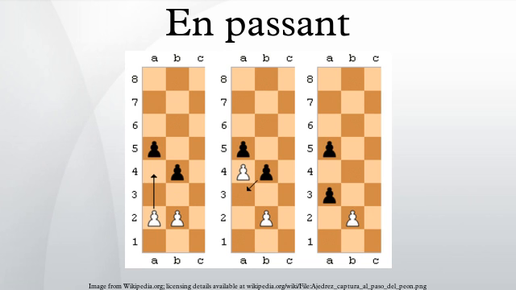The conditions are: the capturing pawn must be on its 5th rank. The captured pawn must be on an adjacent file and must have just moved 2 squares in a single move. The capture can only be made on the move immediately after the opposing pawn makes the double-step move. Otherwise the right to capture it en passant is lost. En passant is the only occasion in chess in which the capturing piece does not replace the captured piece on its square.